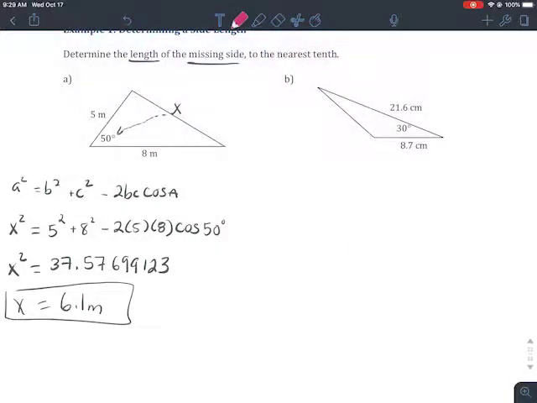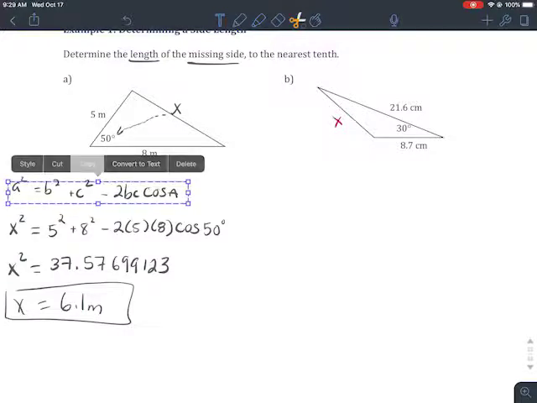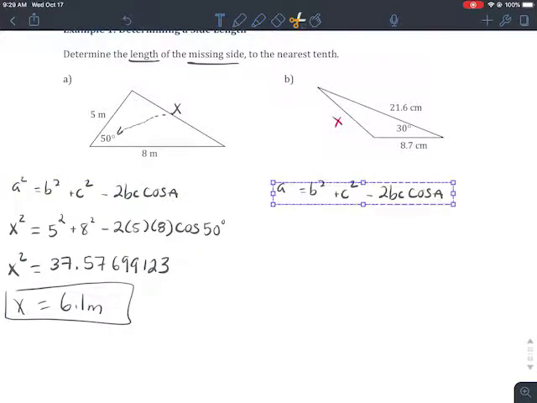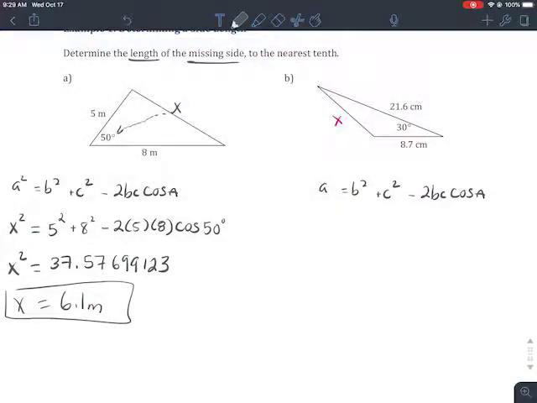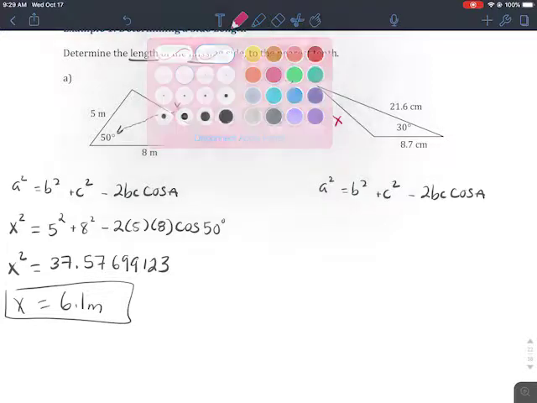Okay, so there's an example of how I can use the cosine law to help me out. We're going to do B as well, and I believe down below we look at finding angles. So part B also asks to find the missing side length. Again, let's call it x. We can set up our cosine formula, our cosine law, just how we did before.